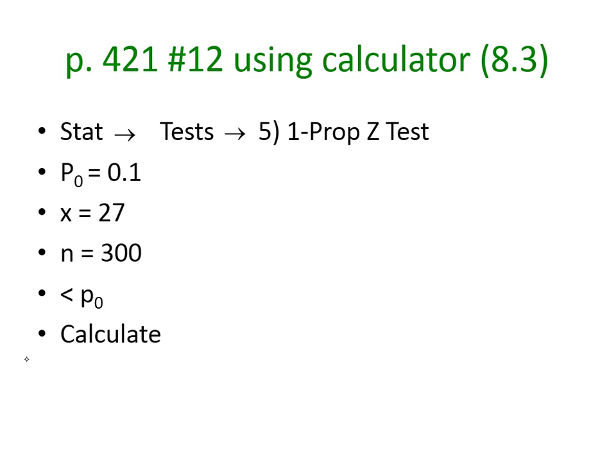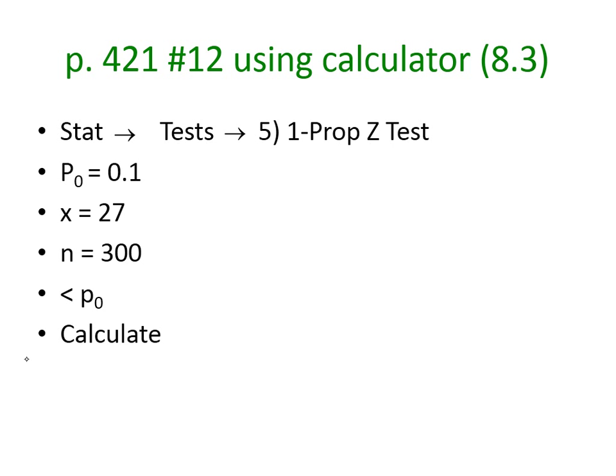P naught is what we stated to be true. It comes from your null hypothesis. That's why it's got the little 0 on there. I'm stating that p is equal to 0.1, and so you'll put in that 0.1. X is the number of successes that you had, which was 27. N is the number of my sample, which was 300. Then it's asking what kind of test am I doing? Is my proportion not equal to, less than, or greater than? Well, we're testing that it's less than, so you hit that middle one. And then you would do calculate.